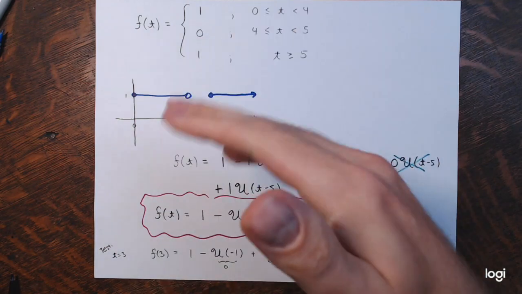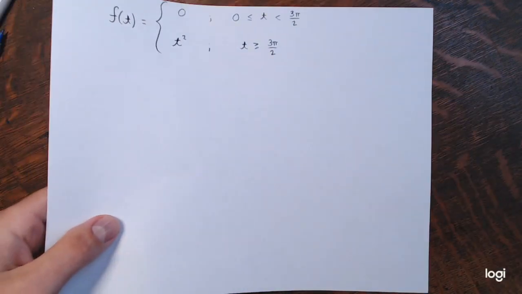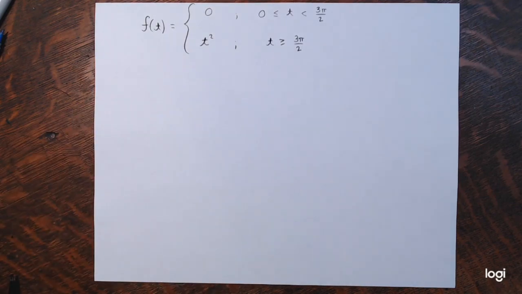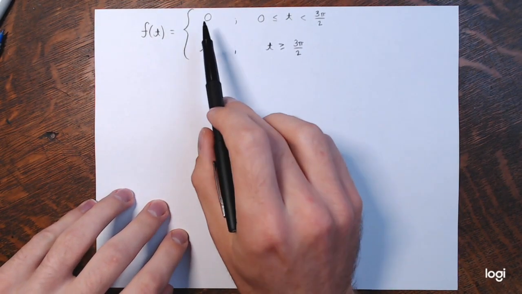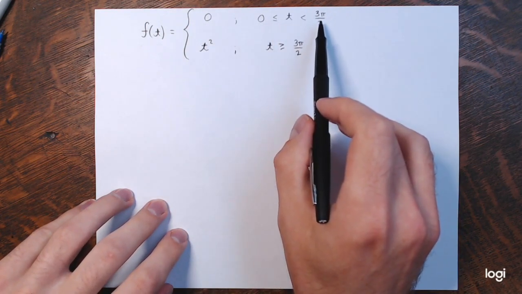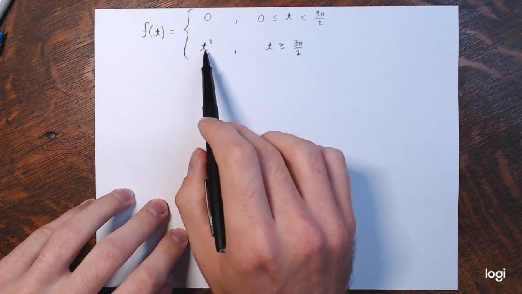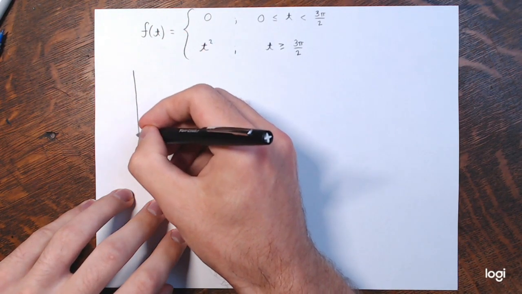Okay, so hopefully, again, just working with constants here. Just got one more example where one of the pieces isn't a constant. All right. But it's still no different than the previous examples. It's two pieces. So here f of t is 0 from t equals 0 up to 3 pi over 2, but not including 3 pi over 2. And f of t equals t squared from 3 pi over 2 onward. And so it looks something like this.